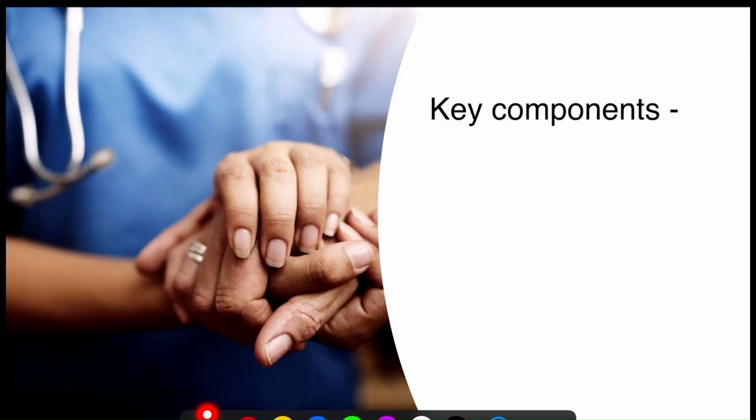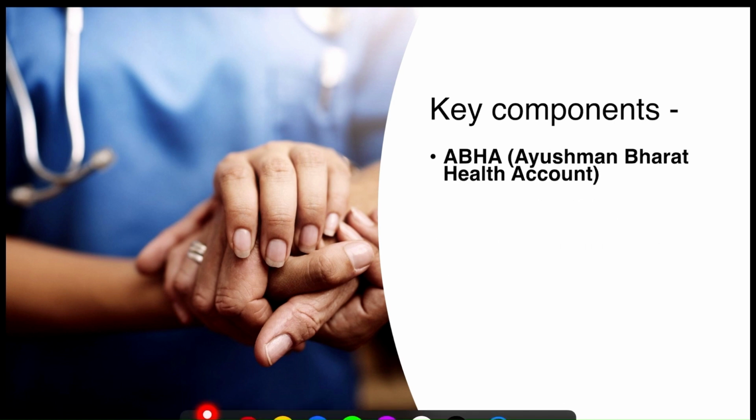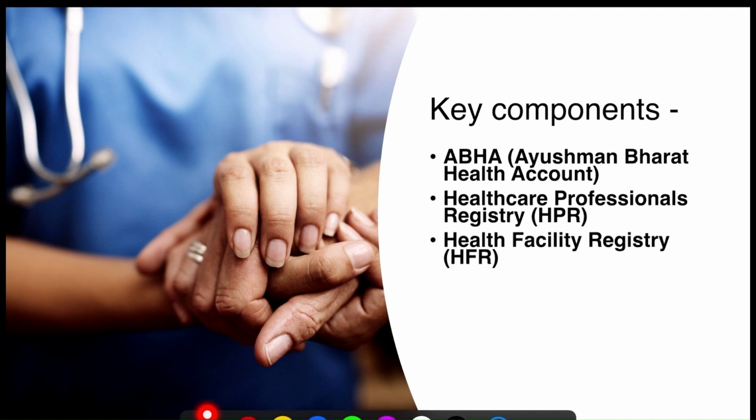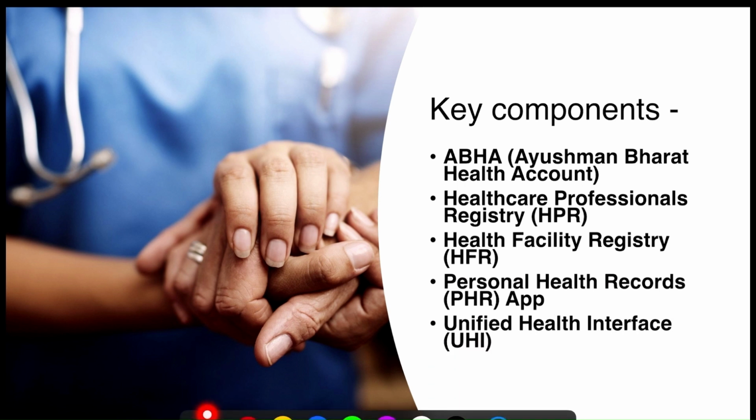What are the key components of this Ayushman Bharat Digital Mission? There are 5 components. First is the ABHA, that is the Ayushman Bharat Health Account. Then we have a Healthcare Professional Registry. Third is Health Facility Registry. Fourth is Personal Health Record App. And fifth is Unified Health Interface. We'll see them one by one in the upcoming slides.